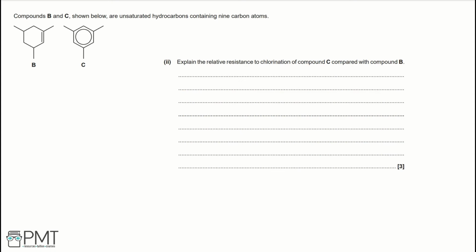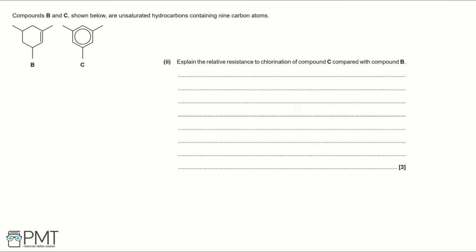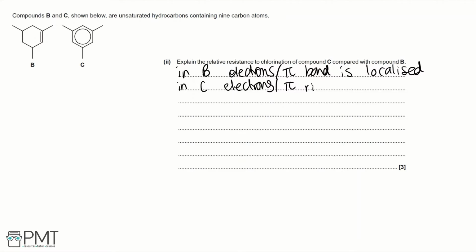Part 2. Explain the relative resistance to chlorination of compound C compared with compound B. So, as discussed in the last part of the question, the difference in the relative resistance to chlorination is due to the double bond versus the benzene ring. So if we break this down into scientific and chemical reasoning, in B, the electrons, or the pi bond, which is the carbon-carbon double bond, is localized. So the electrons are localized and the pi bond is localized. But in C, the electrons, or the pi ring system, is delocalized.